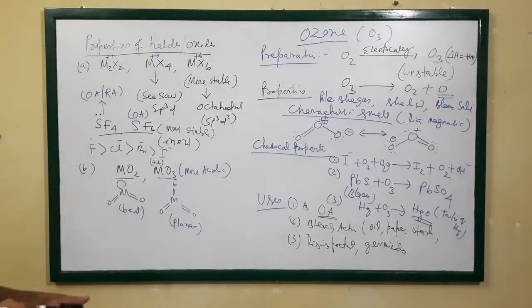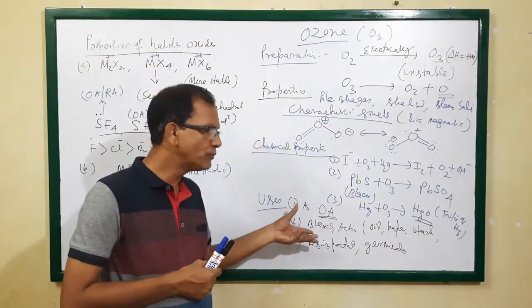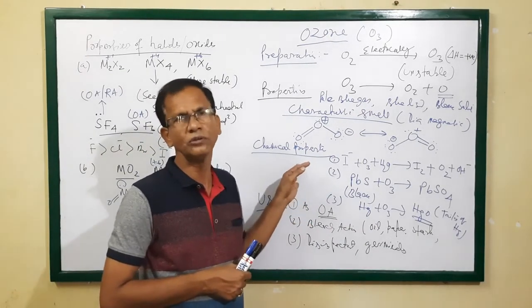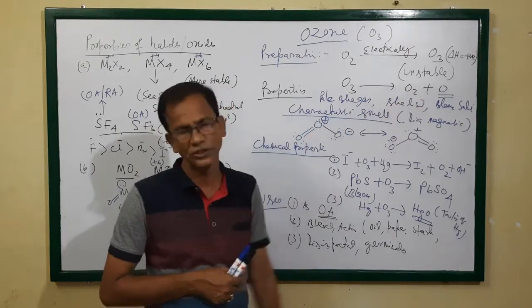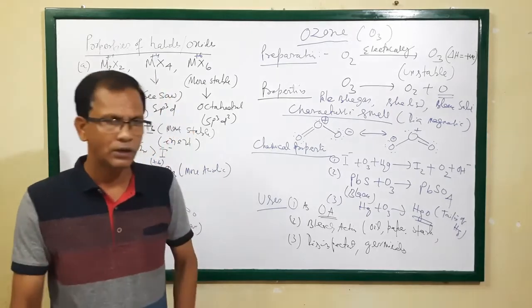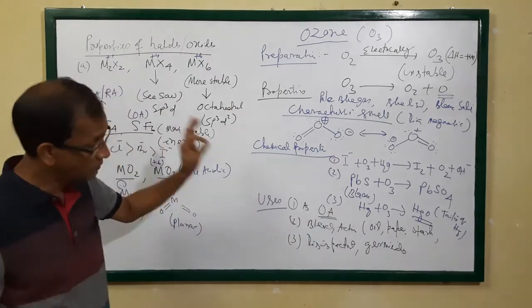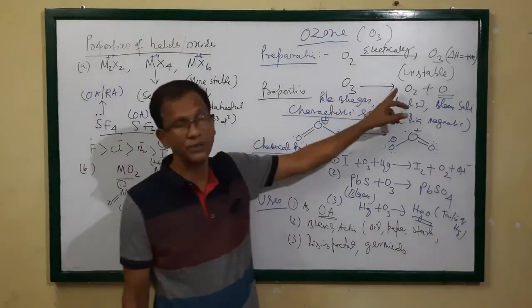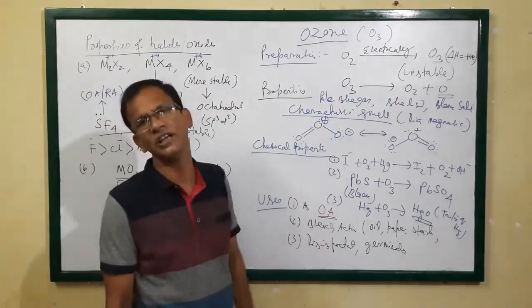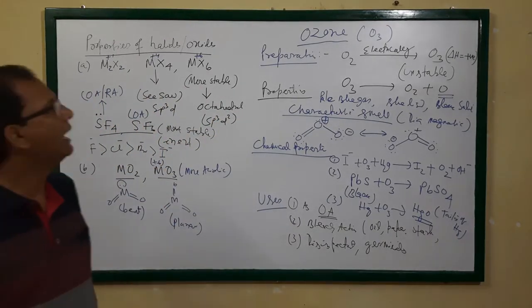As a germicide, you know that a swimming pool can be cleaned by passing ozone gas, because ozone has oxidizing property and produces atomic oxygen. So the microorganisms in the swimming pool can be cleaned by passing ozone gas. The main important property is oxidizing behavior. As it produces atomic oxygen, all these uses are based on oxidizing property. So these are some important uses and properties.